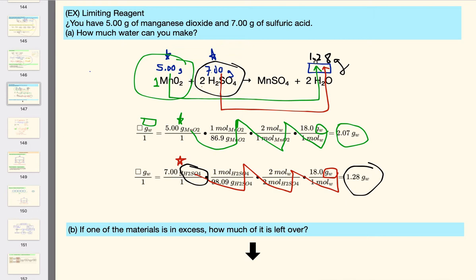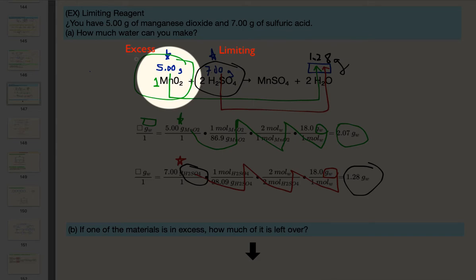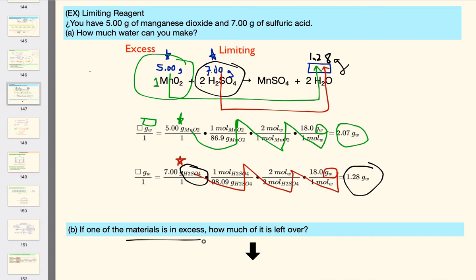Boom, you've got it. And guess what? You're going to use all of this up. You're not going to have any of this left over. And you know you're going to have some of this left over when you make 1.28. The question on the table is now, how much of this are you going to have left over? And that's what we're getting here. That's the amount of material in excess problem.